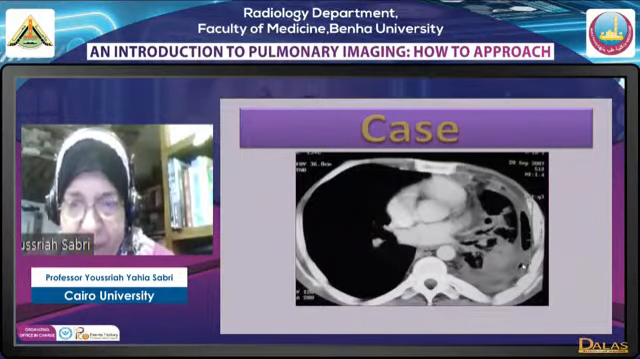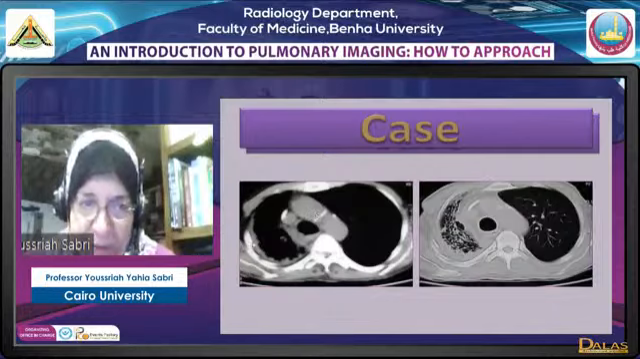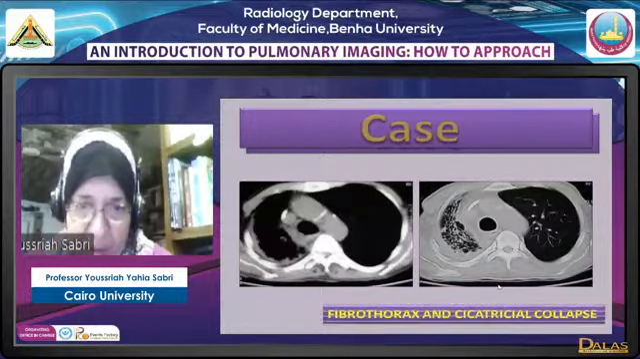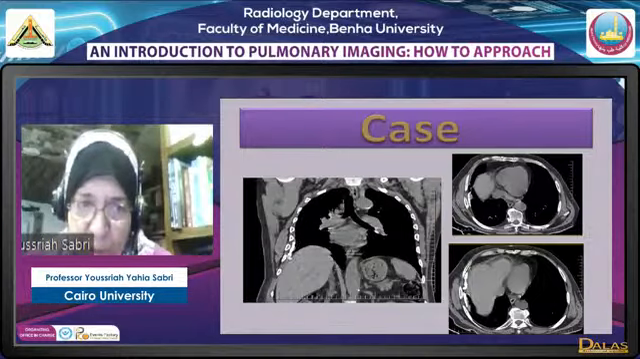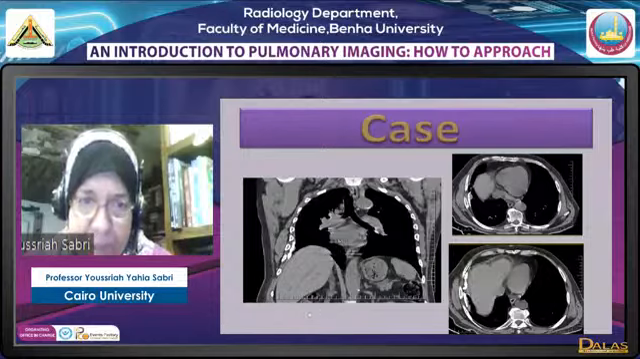This is fistula, bronchopleural fistula. Now we have pleural thickening and fibrosis of the lung, decreased volume. This is a case of fibrothorax and cicatricial collapse of the lung. This is a case of localized thickening of the pleura, fibrothorax that is localized with intense calcification with decreased volume of the hemithorax, right lung.